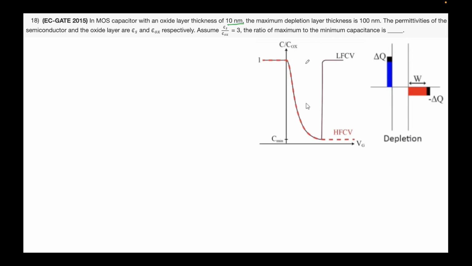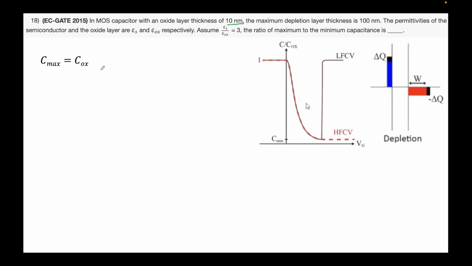So from this plot you can clearly see the maximum capacitance is nothing but Cox, C over Cox. Remember, the y-axis is C by Cox. The maximum value is going at 1. It's in accumulation. Also, it's the same thing when you are in inversion. So C max can be C oxide.